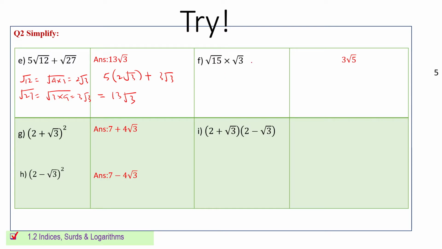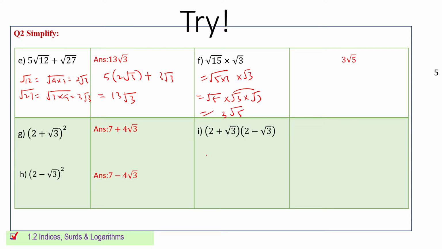Okay, F, how about this one? Actually we have root 15 is root 5 times root 3, or I can rewrite it as 5 root 3 multiplied by root 3. So this one is a pair, so I have 3 root 5.